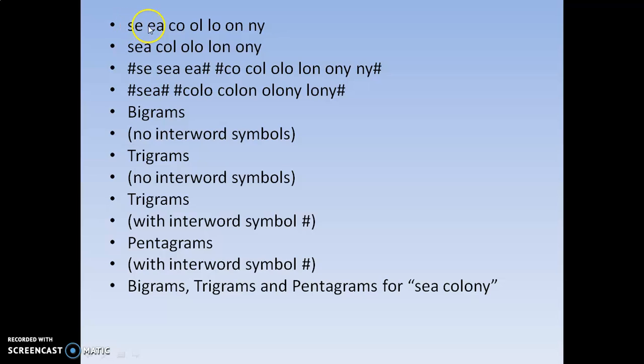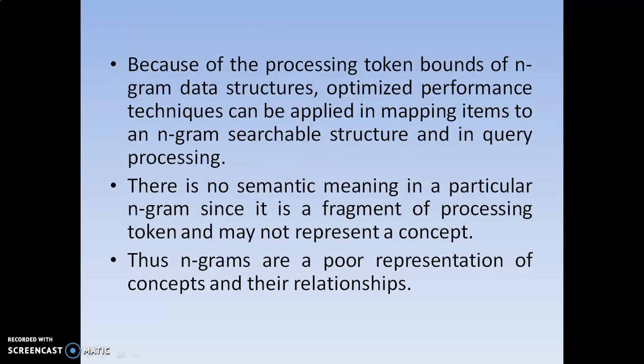For example, "sea colony" is divided into bigrams like this: SE, EA. These are just bigrams that do not have a certain meaning. There is no semantic meaning in these, and we cannot identify the concepts and relationships for these Ngram data structures. We can only identify the Ngrams. It is very different from the inversion list.